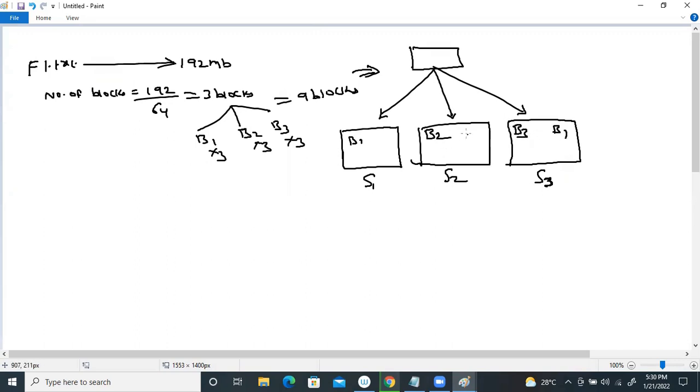B1, B2, and B3. In this way, right? B1, B2, B3, B1, B2, B3, B1, B2, B3. This is how the data is getting distributed. Okay.